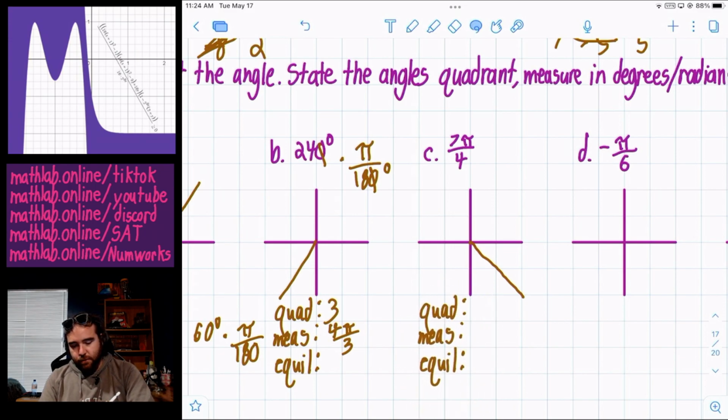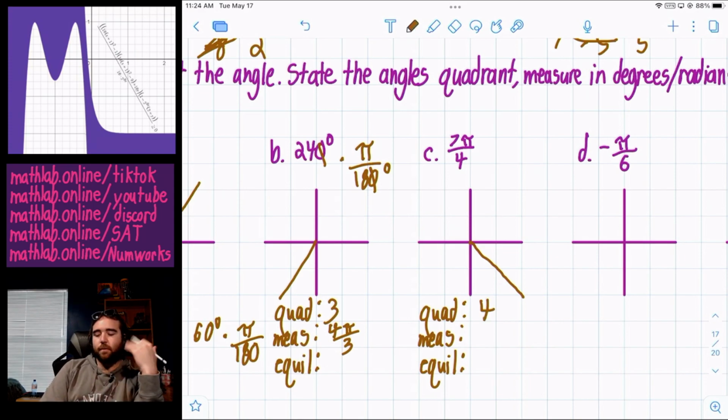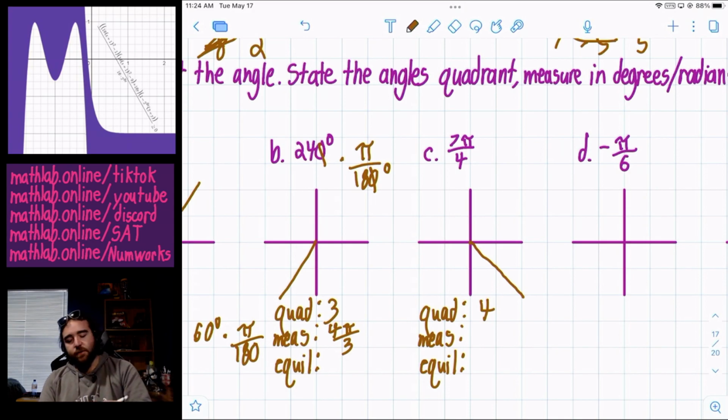Because that's quadrant 4. What does that measure? That's pi over 4 less than 2 pi. So that's 45 degrees less than 360. So that's 315.